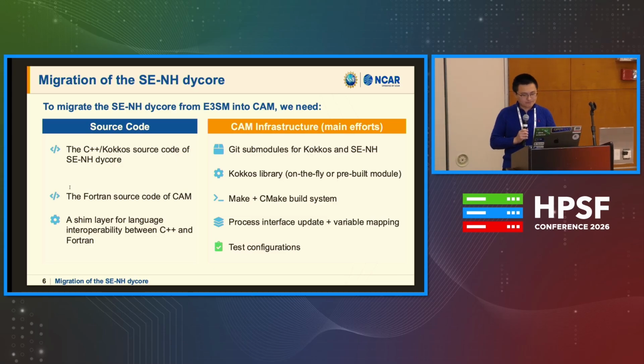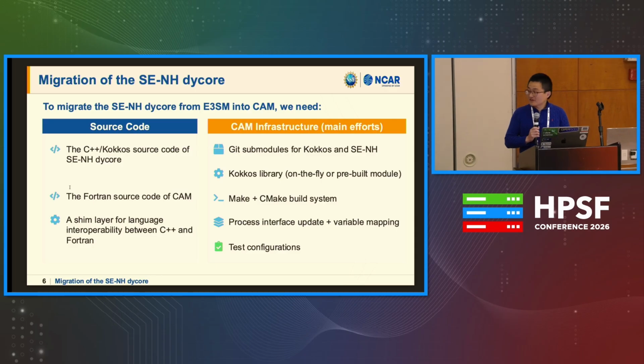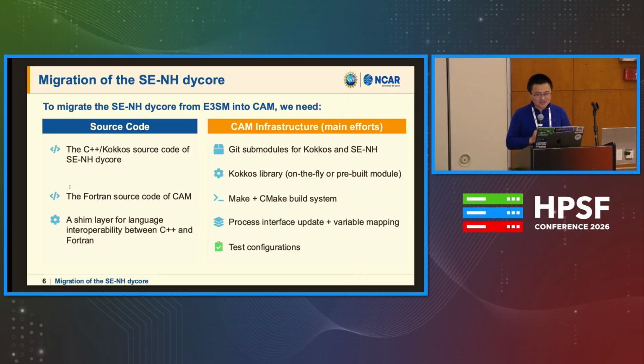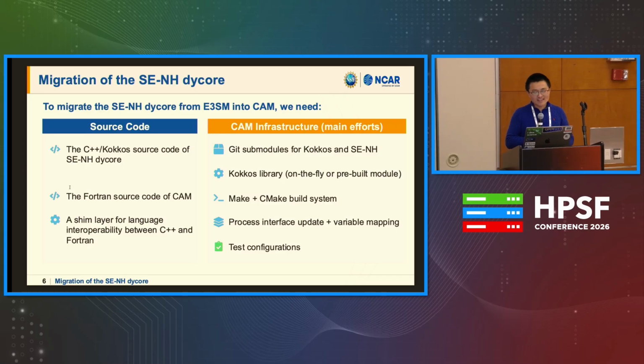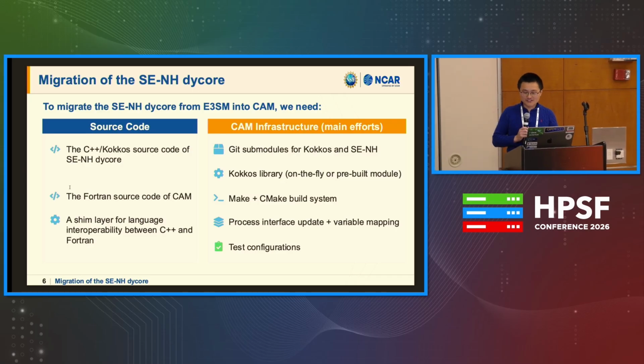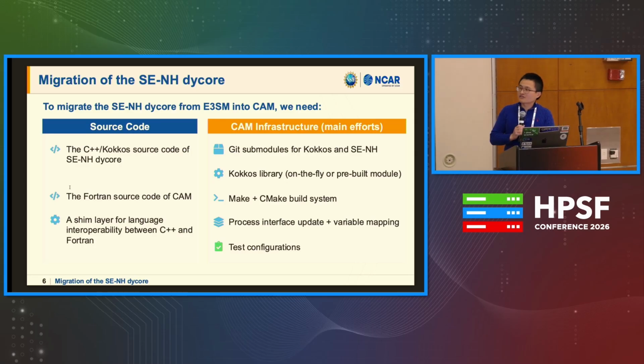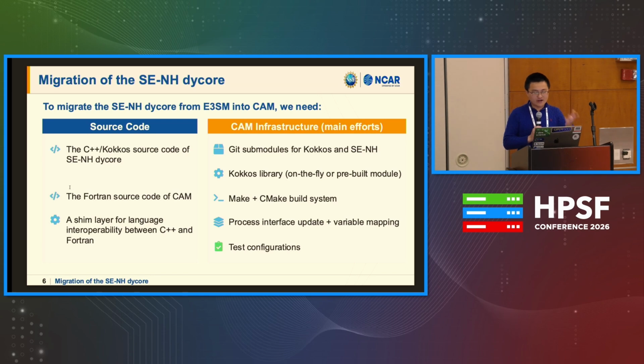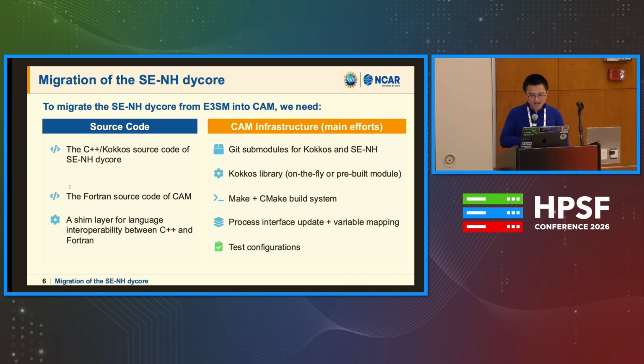Another challenging thing we found during the project is that our CAM model uses the classic make build system, but both the SE/NH dycore and the Kokkos library use the CMake build system. So we need to find a way to make those two things compatible with each other, and make sure we are not missing any configuration setups.